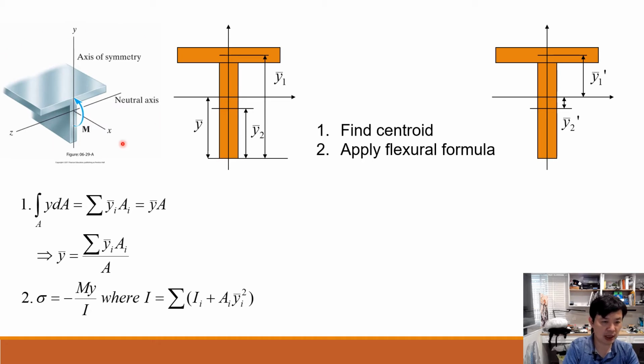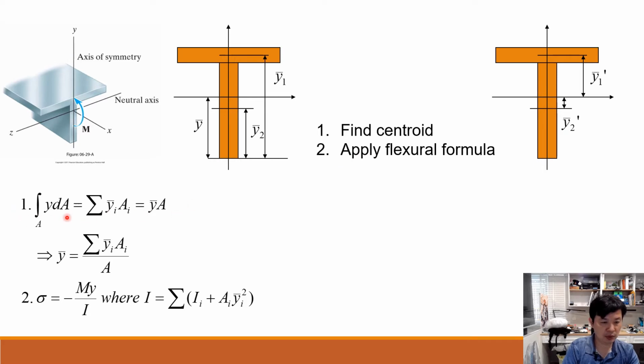So how to deal with these problems? First of all, we need to follow these two processes. First one is to find the centroid first, because for this structure, you really don't know what's the centroid along the y-axis. You know it may not be at the center, but you just don't know where. The second part is, once you determine your centroid and the corresponding neutral axis, then you can apply your flexural formula to this cross-section, and then you obtain your bending stress. So let's see how to determine the centroid first.